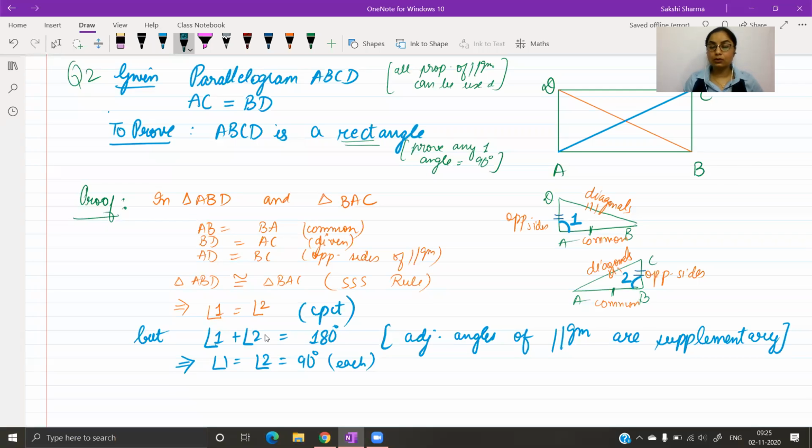You can simply write two angles that are equal and they are supplementary, each of these will be 90 degrees each. We only had to prove one angle is 90, and we proved that two angles of this parallelogram are 90 degrees. Hence this parallelogram is a rectangle.